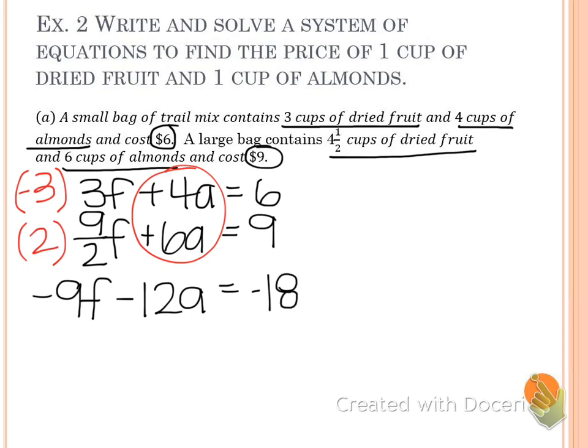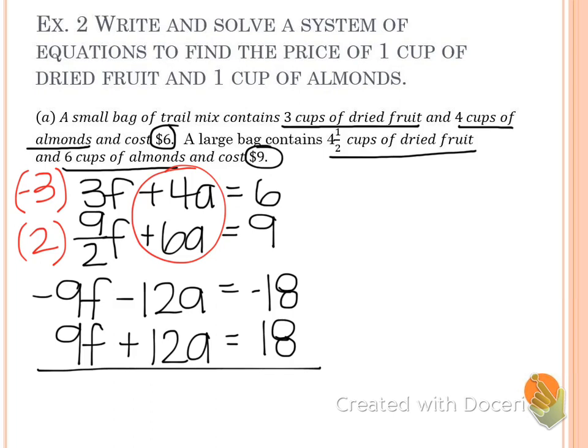All right? What's 2 times 9 halves F? 9F. The 2's cancel. So it's 9F. All right? 2 times 6A? 12A. And 2 times 9? 18. So what happens to negative 9F and 9F? Cancel. What happens to negative 12A and positive 12A? Cancel. So I'm left with 0 on the left side. And what happens to negative 18 and positive 18? Cancel. So I'm left with what on the right side? 0. So my variables are gone.